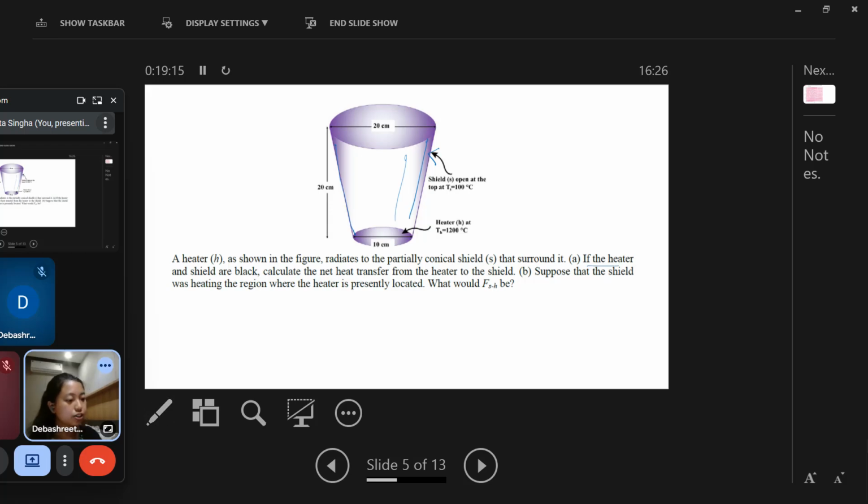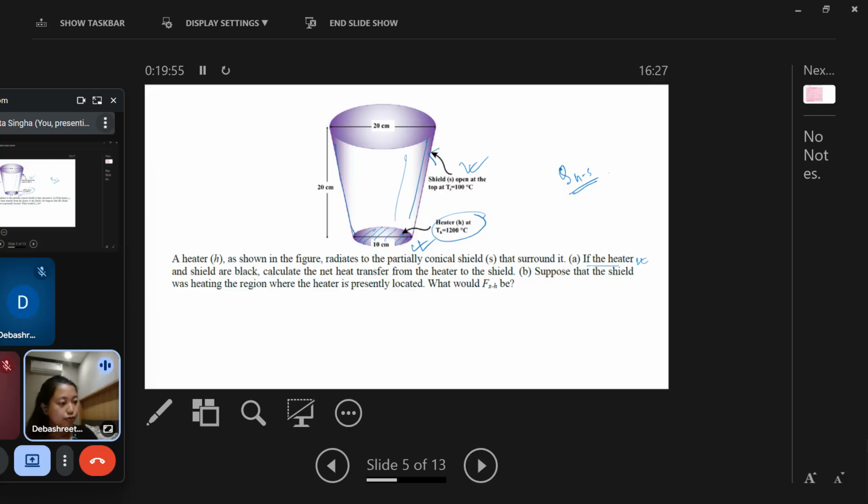If the heater and shield are black, the heater is the below one, H is given here. So both of them are black surfaces, the heater and the shield also. Calculate the net heat transfer from the heater to the shield. So how can we proceed here? First we have to find out, if the heater and shield are black, the net heat transfer from the heater to the shield. It's Q H to S, heater to the shield.